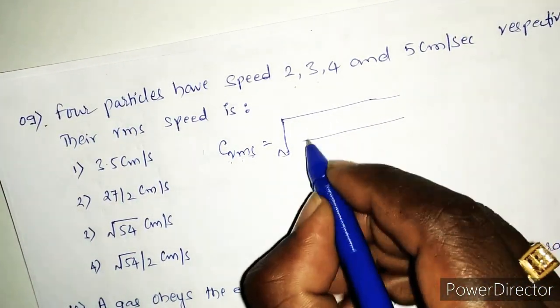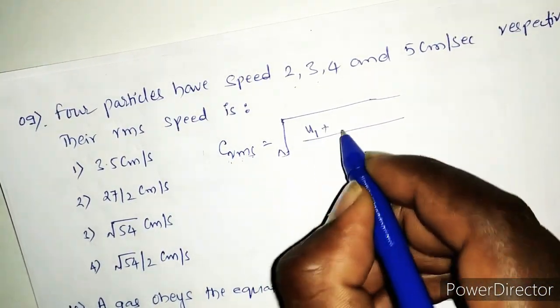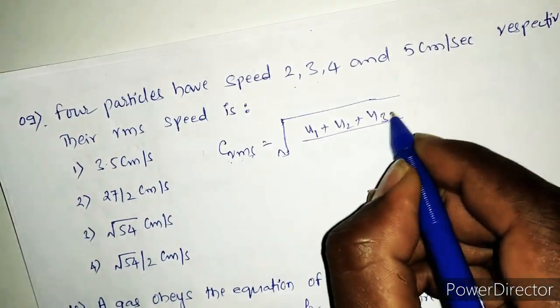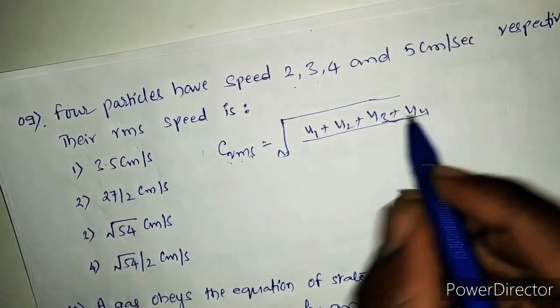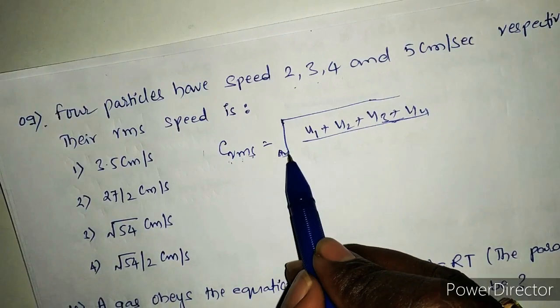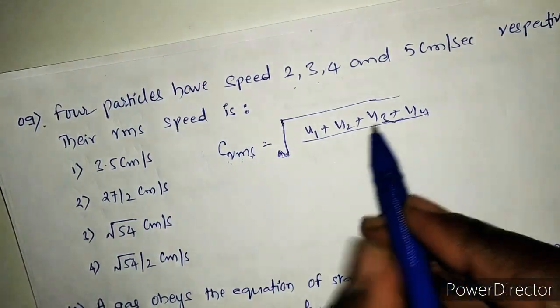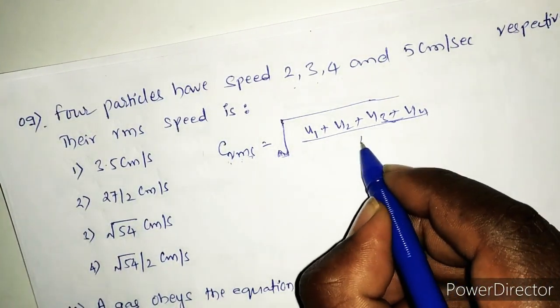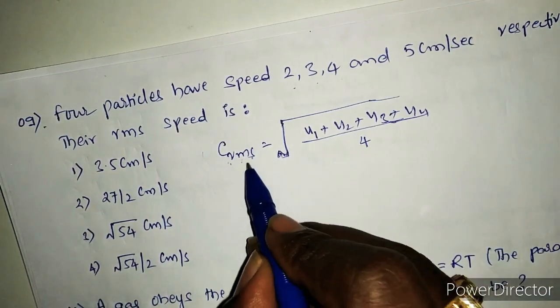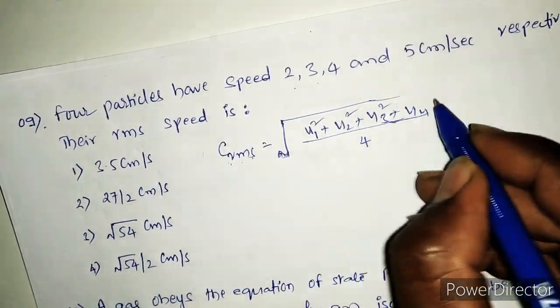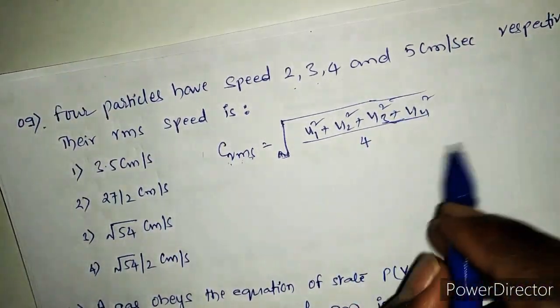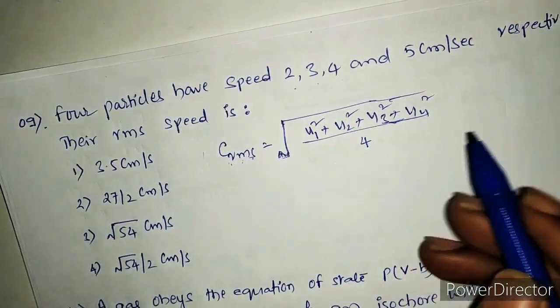So first I'll write their speeds U1 plus U2 plus U3 plus U4. Root I have given. Mean means here are the 4 gases, so I'll write by 4, and squares 1, 2, 3, 4. 4 gases squares. So this is your C_RMS formula.